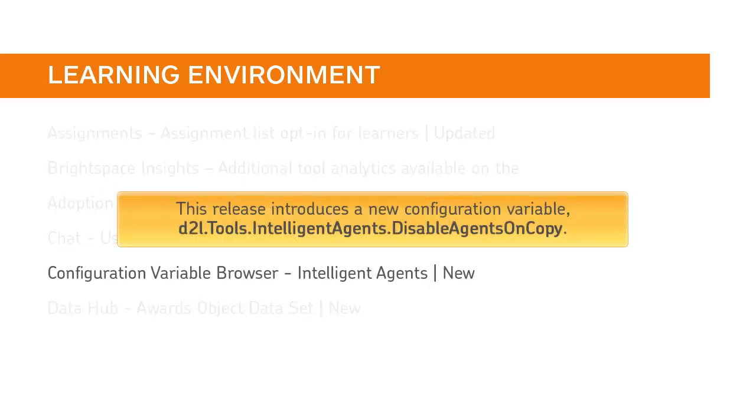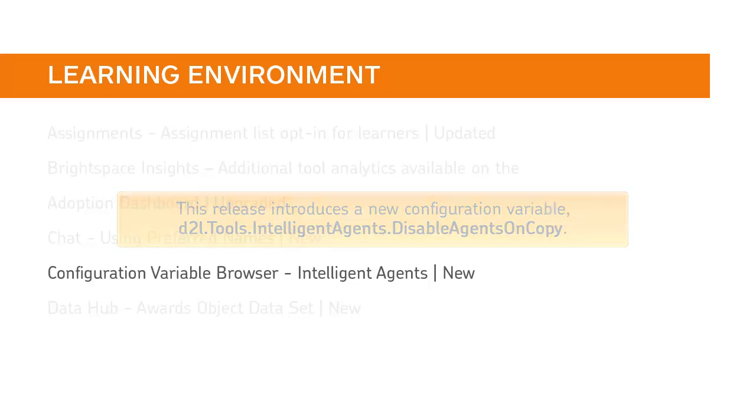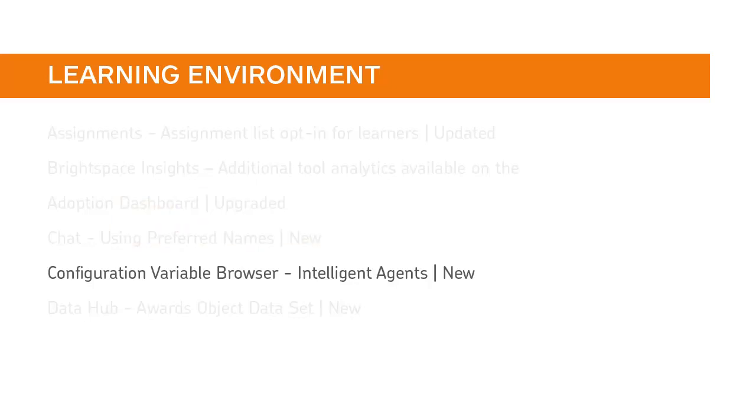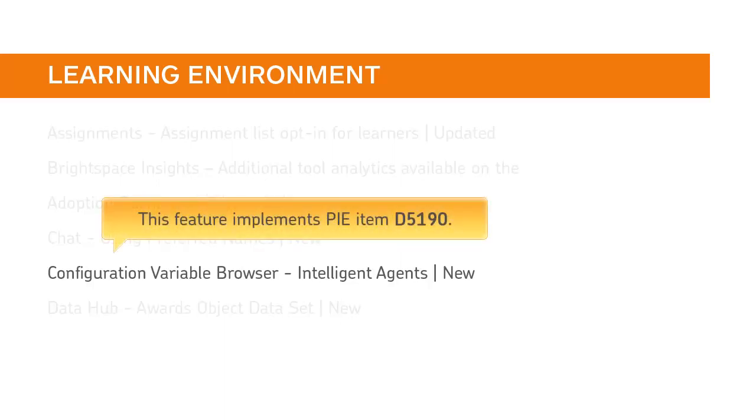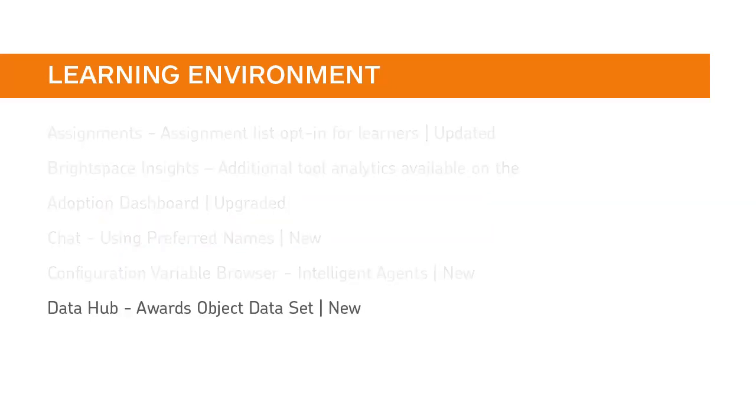This release introduces a new configuration variable, D2L, Tools, Intelligent Agents, Disable Agents on Copy, which allows you to set the default state for intelligent agents when a course is copied. This new configuration is set to On by default. This feature implements PI item D5190.